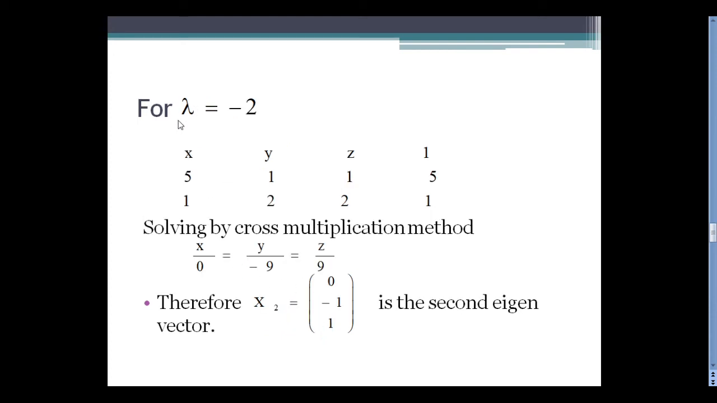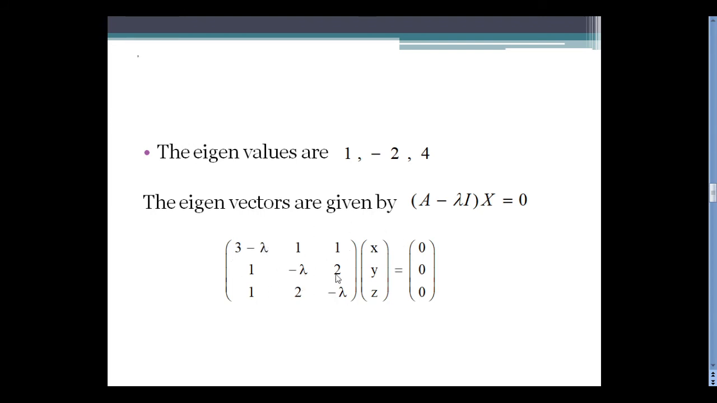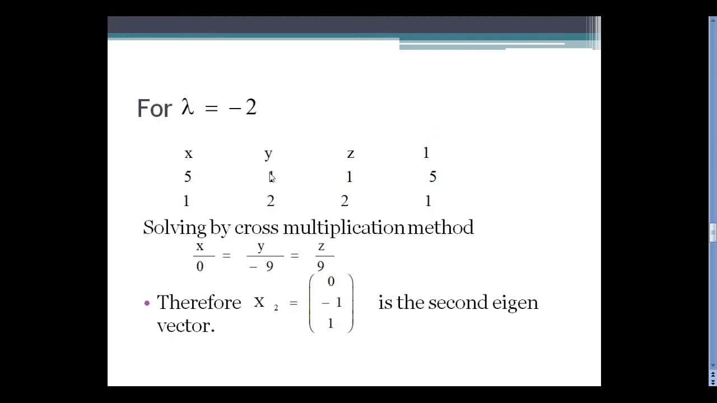Then take the second eigenvalue lambda equal to minus 2 and substitute in the general equation here. In this equation, we get 3 different equations. So taking any 2 different equations, we get 5, 1, 1, again write 5, 1, 2, 2, again 1. By applying the cross multiplication method, we get x by 0 is equal to y by minus 9 and z by 9. Now, we get the second eigenvector, that is x2 is equal to 0, minus 1, 1.